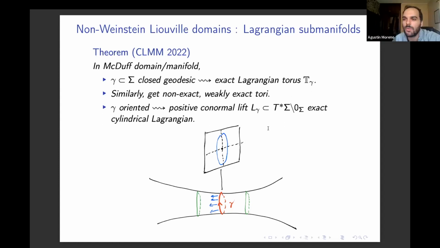I don't know if you mentioned it because my internet kicked me out, but that will require some sort of S1-equivariant version of Fukaya torus surgery realized as a cone in the Fukaya category.